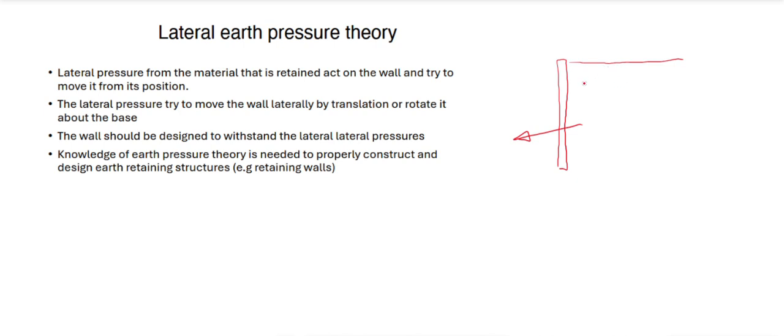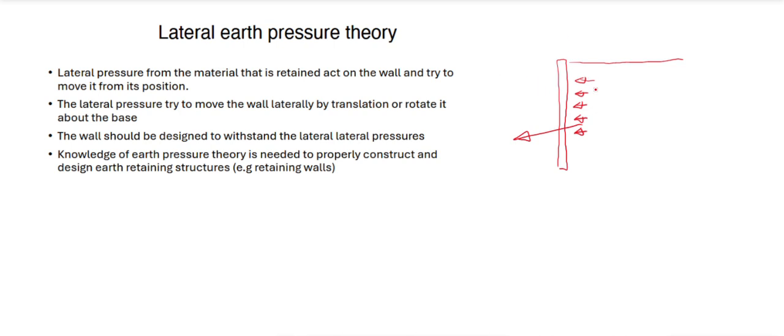And so we know that the soil is going to act a form of pressure, and this pressure or stress that the soil is going to subject the retaining wall to is what we call the lateral earth pressure. And in order to find this lateral earth pressure, we are going to base it on some theories. So the first theory is that the lateral pressure from the material that is retained acts on the wall and tries to move it from its position.